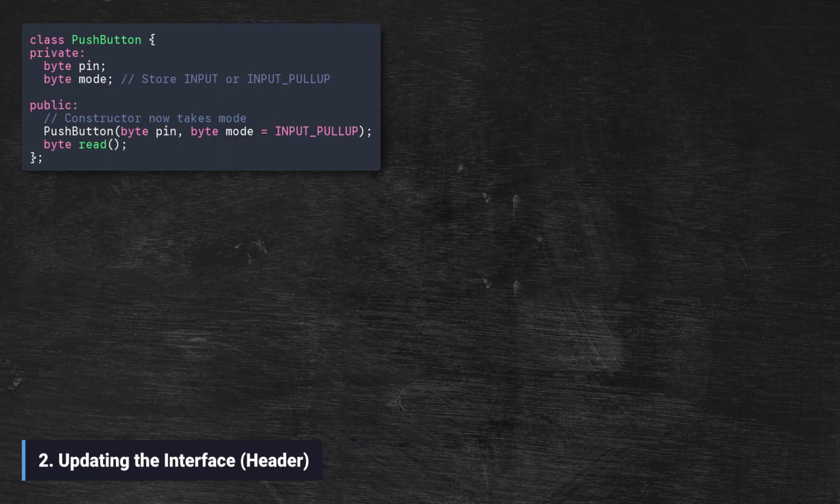We will update our constructor to accept a second parameter, the mode. We'll use the standard Arduino constants like INPUT or INPUT_PULLUP. We also add a private variable to store this mode for later use.